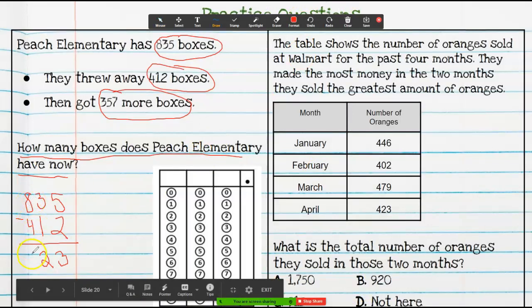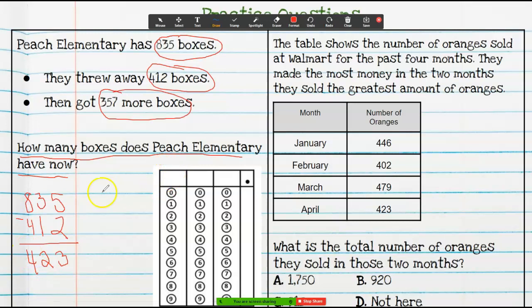Sorry about that. And 8 minus 4 is 4. Okay? But I'm not done yet. They got 357 more. So 423 plus, so I'm taking this number, right, and I'm adding 357 because they got more. 3 plus 7 is 10. Carry my 1. 1 plus 2 is 3. Plus 5 is 8. 4 plus 3 is 7. So 780. And then you would shade that in. Okay?